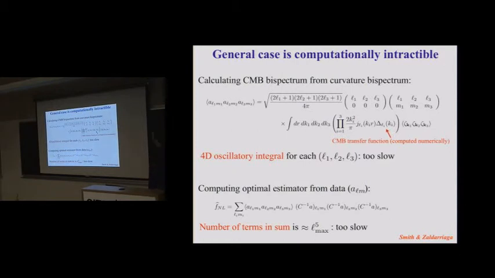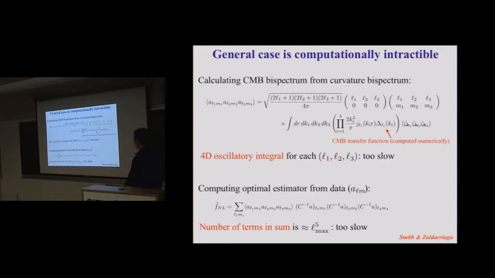But numerically, it just turns out that for each triple of l's, you have to do this 4D oscillatory integral, which is very computationally demanding. There are Bessel functions in here. You need many, many points to do that integral. Even just calculating one 3-point configuration is really numerically difficult. You have to calculate this for every triple of multipoles in the CMB. So even just getting started with the analysis by calculating the CMB 3-point function would be really, really difficult.